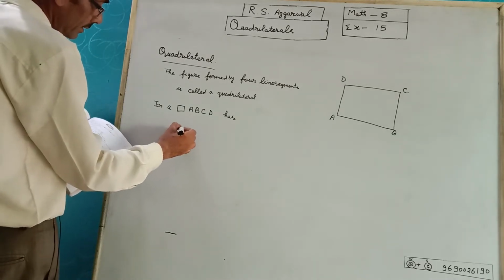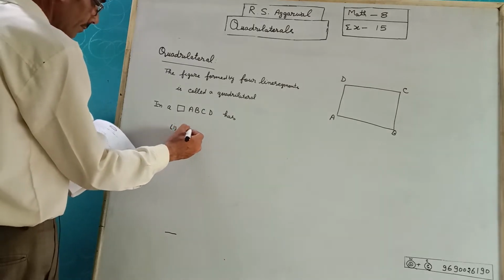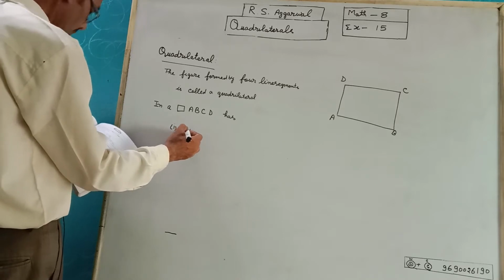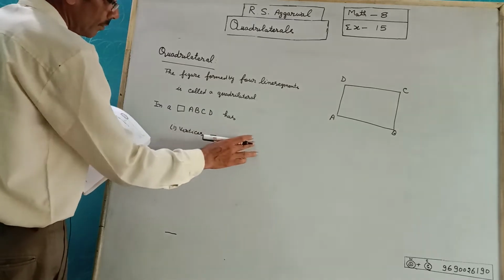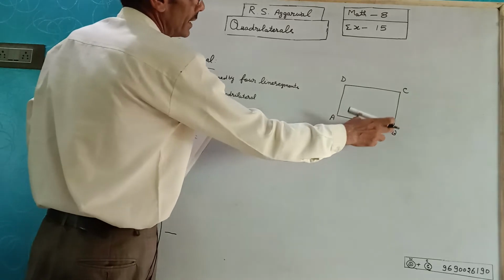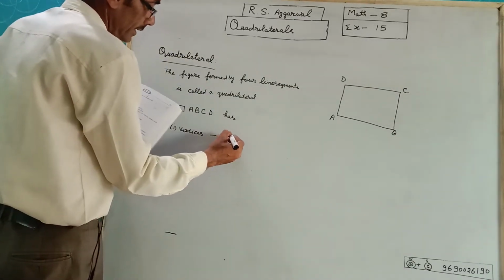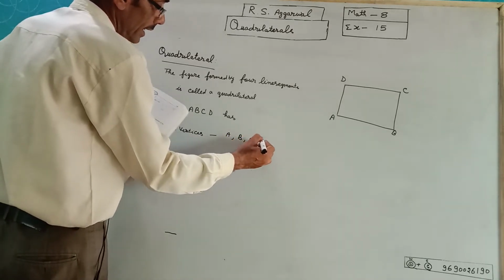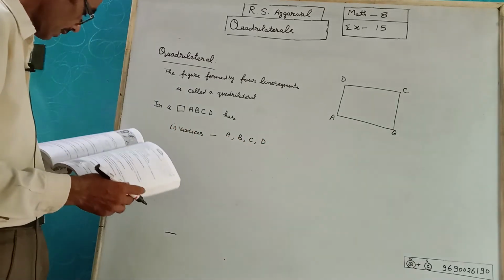First is vertices. Vertices are A, B, C and D. The 4 are vertices.